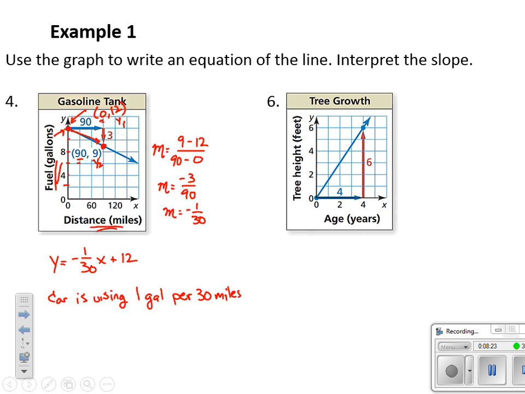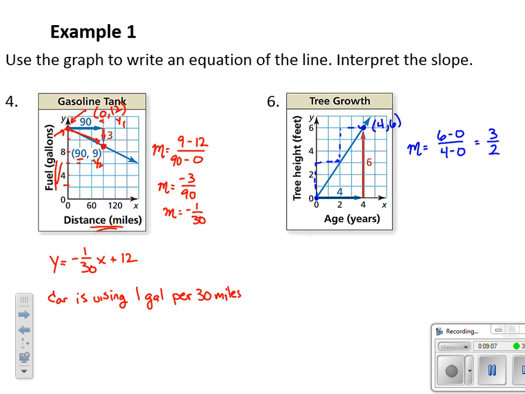Let's look at number 6. Here we've got tree growth. The height of a tree in feet. We've got the point 0, 0 there, probably when it's first planted in the ground as a seed. And then after 4 years, you can see we have a tree that is 6 feet tall. So we've got this other point over here that is 4 years, 6 feet. Again, we need to find the slope. And we could probably count out rise over run here to get a good estimation. Our y2 minus y1 over x2 minus x1. Slope is +3/2, and that agrees with our graph.